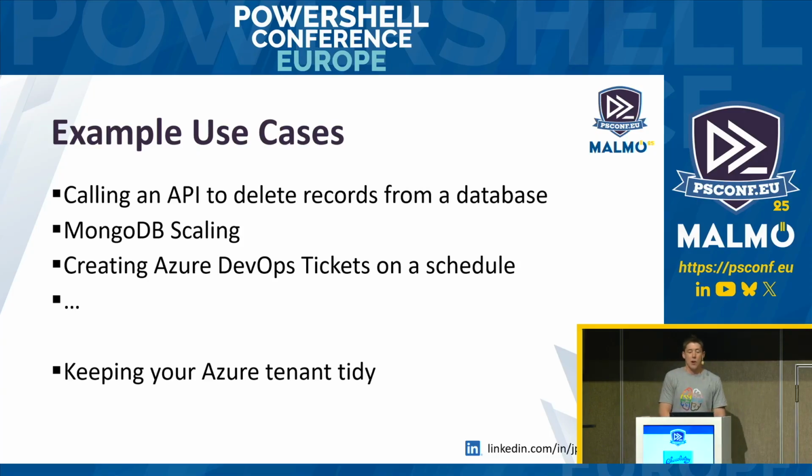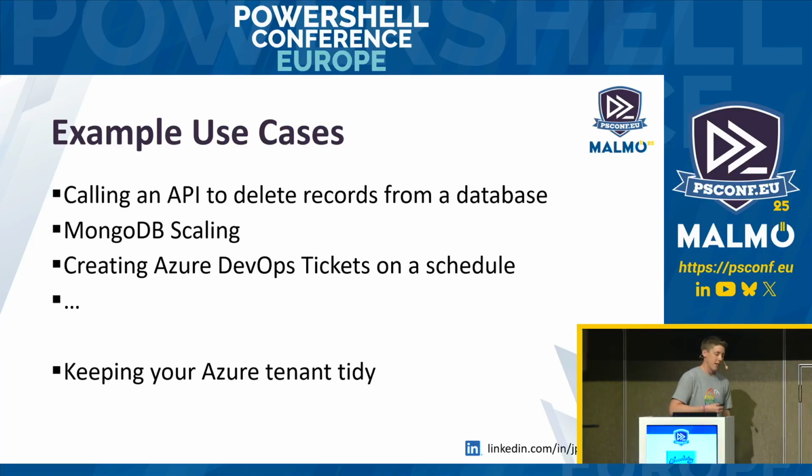Another one I really like is creating Azure DevOps tickets on a schedule. There's no built-in way to create Azure DevOps tickets for every sprint. So if you have tasks you need to do every month or every quarter, you can create a process and use Azure Automation to create those tickets.